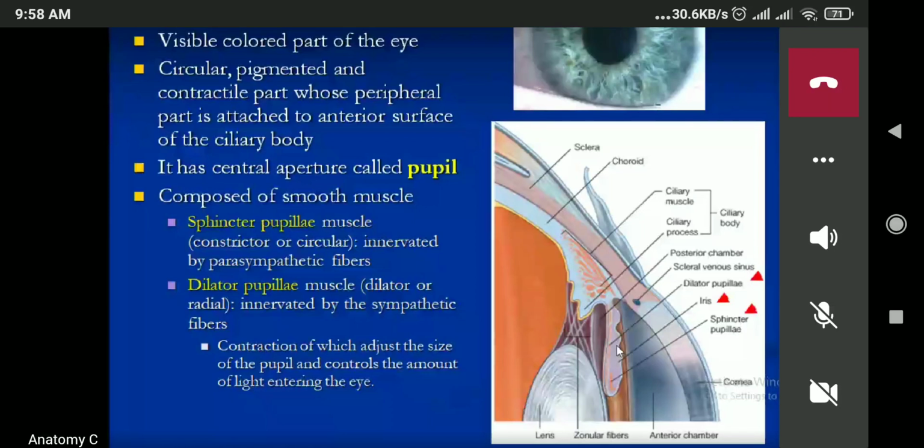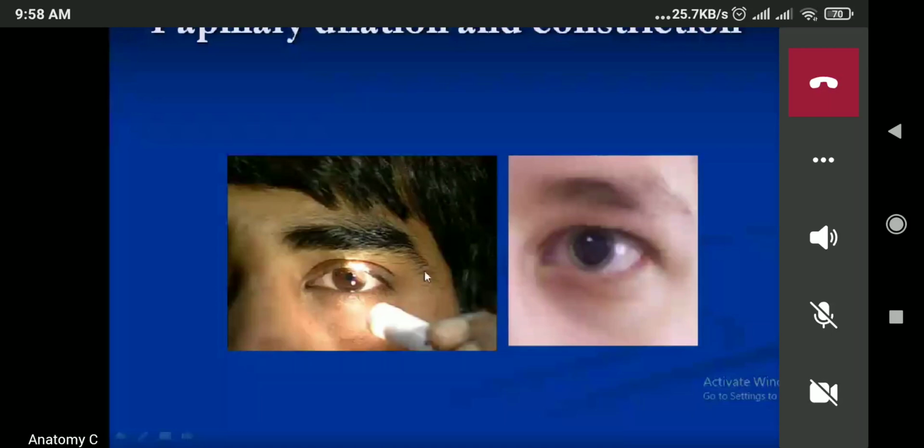Now this one is the same thing, the pupillary light reflex. Whenever you pass light into the eye, the pupil will get constricted. You can see the dilation of the pupil over here, and this dilation of the pupil is mainly caused by the dilator pupillae.